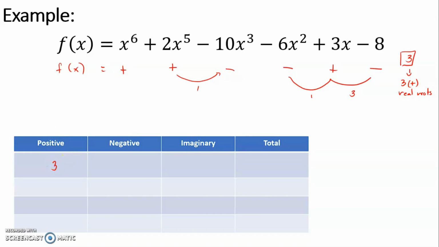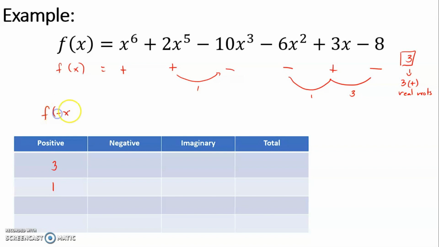Okay? Then, I can subtract an even number from 3, which is 2. So, I'll subtract 2 from 3. I can subtract any even number as long as it will not give me a negative number. So, 3 minus 2 is equal to 1. Okay? So, you can also have only one positive real root. Now, how about for negative?